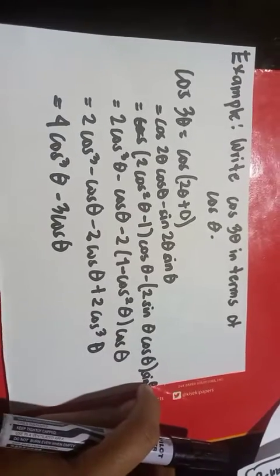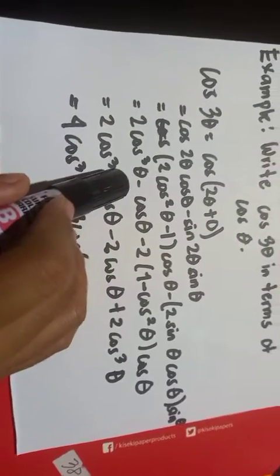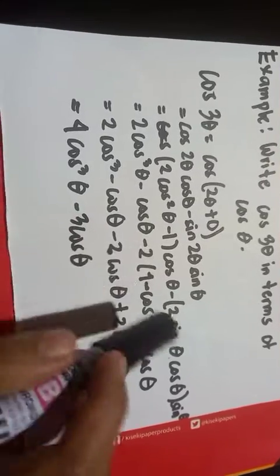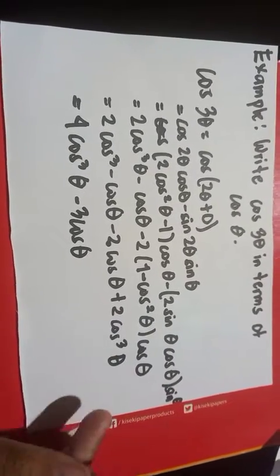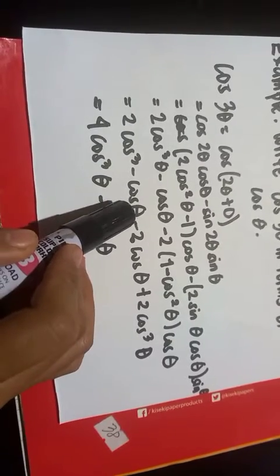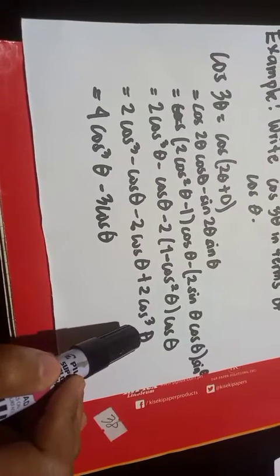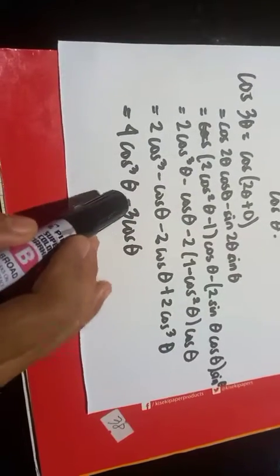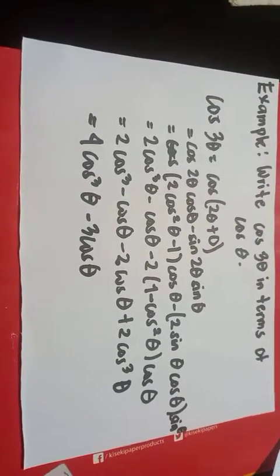I can't write it here, so it's very little. So next we have 2 cosine cubed theta minus cosine theta minus 2 times 1 minus cosine squared theta times cosine theta. So we have 2 cosine cubed theta minus cosine theta minus 2 cosine theta plus 2 cosine cubed theta. So we have 4 cosine cubed theta minus 3 cosine theta. So that's all. Thank you for watching.